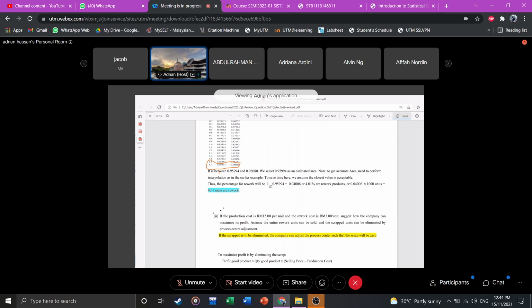Now 1 minus the area, you're going to get 0.4006, which is about 4%. Multiply by 1,000, you get 40.1 will be rework.